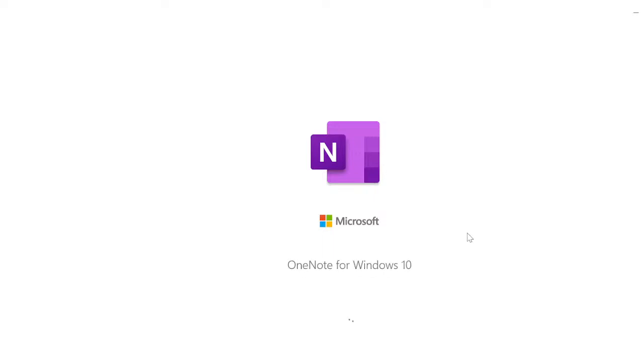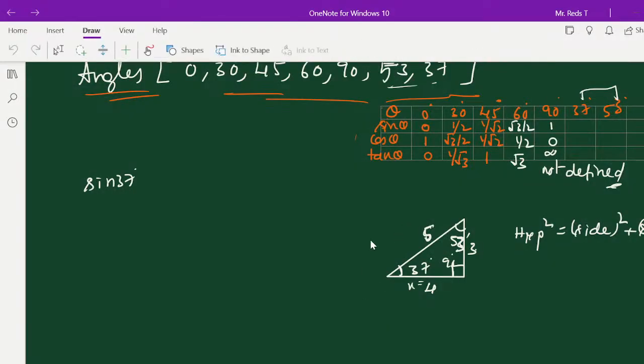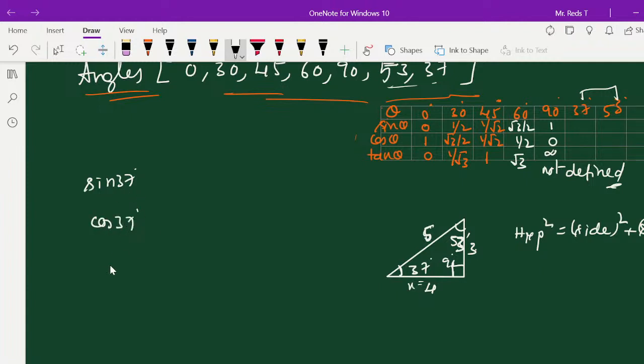Actually, in physics, the standard angles 37 and 53 will be used more frequently than other angles, especially while dealing with little higher level questions. 30, 45, 60, 90, these standard angles will of course be used frequently, but specifically while doing little higher level questions, these standard angles 37, 53 will be used so frequently. So let us say sin 37, cos 37 and tan 37. How to get them?